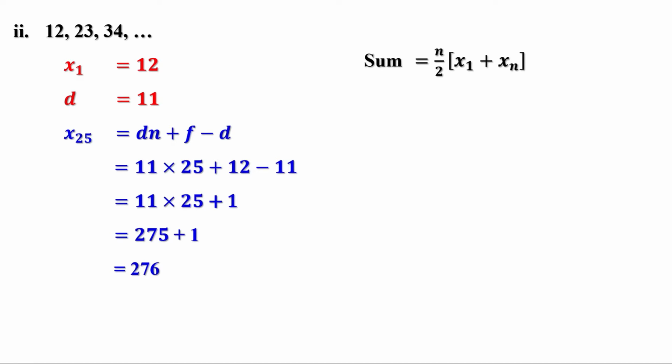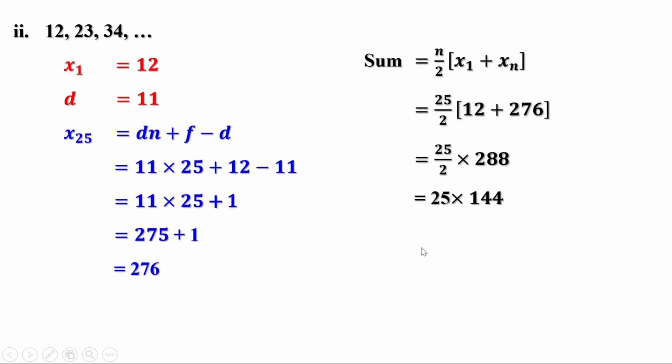Now the sum is n by 2 into first term plus last term. That is 25 by 2 into 12 plus 276. 12 plus 276 is 288. So we can write it as 25 by 2 into 288. 2 and 288 can be simplified and we can write 25 into 144. Multiplying, we will get 3600. That is, the sum of 25 terms of the sequence is 3600.